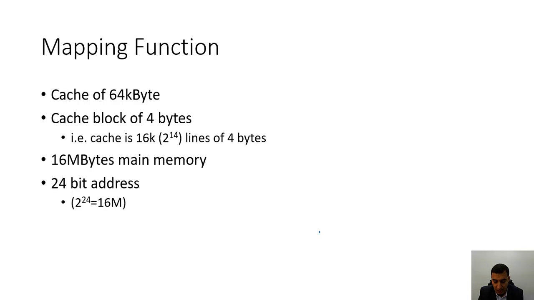Now, the mapping function. The mapping function is how we access the data in the cache. Remember, in the RAM, it was quite simple. In the RAM, you get one address, and that address will be used to access that memory location. When it comes to the cache, on the other hand, it is a little bit different because you have different mapping functions. So what is the mapping function? We have, let's say, a cache of 64 kilobytes. Each cache block is 4 bytes. So the cache is 64 kilobytes in lines of 4 bytes.